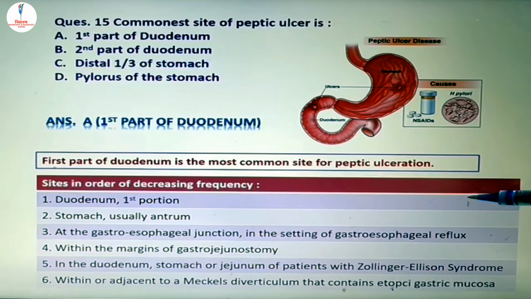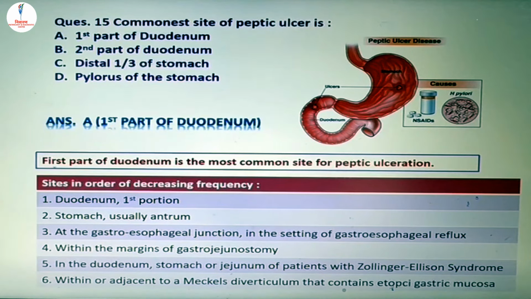The commonest one is the duodenum, the first part of the duodenum, followed by the stomach, that is the antrum, followed by the gastroesophageal junction in the cases of GERD. So if the question is asked in patients of GERD, the commonest site where the ulcer can occur, the answer will be gastroesophageal junction, not duodenum or stomach. But if the general question is the commonest site, it will be the first part of the duodenum, followed by the stomach antrum, and followed by the gastroesophageal junction in the case of GERD.